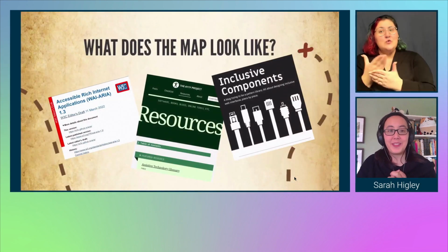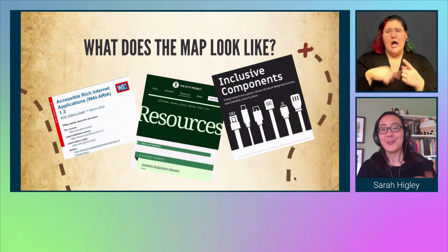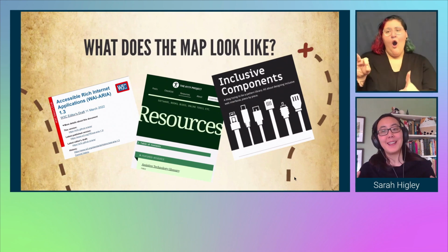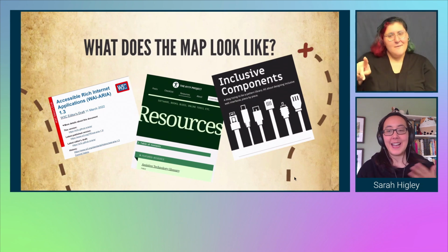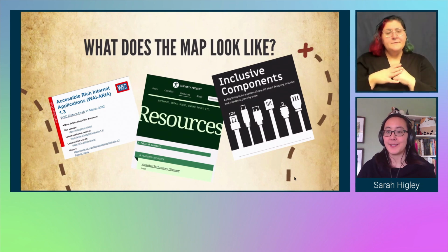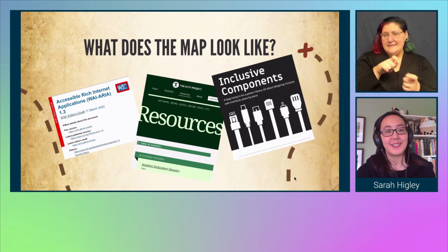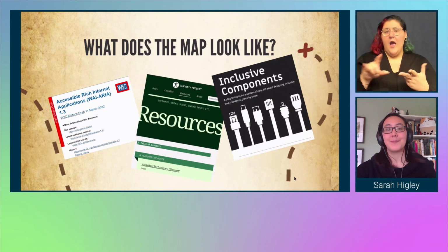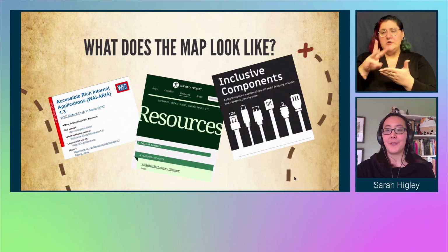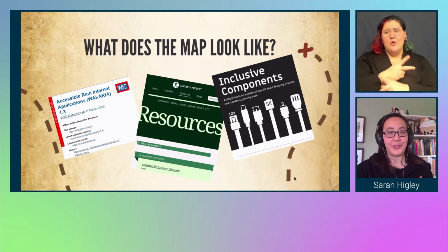So if we're going to talk about going off of the map, it's probably useful to define what the map looks like and what it's made up of. So on the slide, I have some screenshots of the ARIA specification, the A11Y project resources page, and the Inclusive Components website, all of which are great examples of where you might go to find definitions for how to build things and guidance on how to build things.